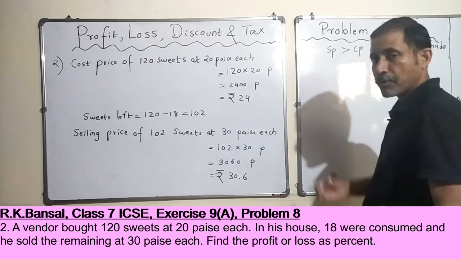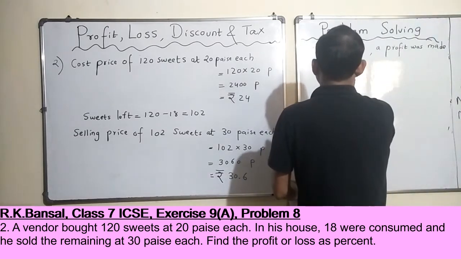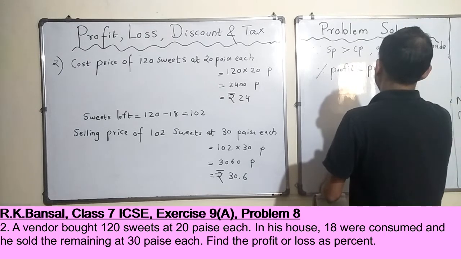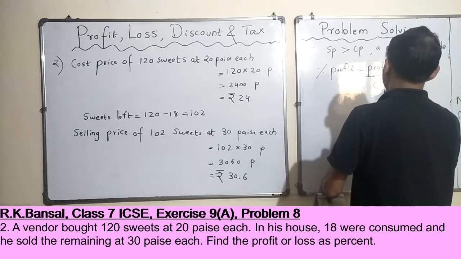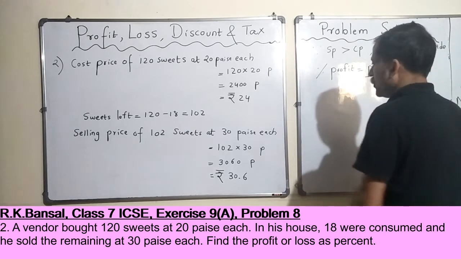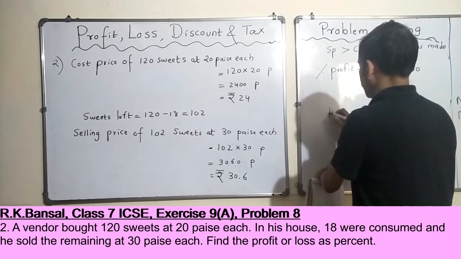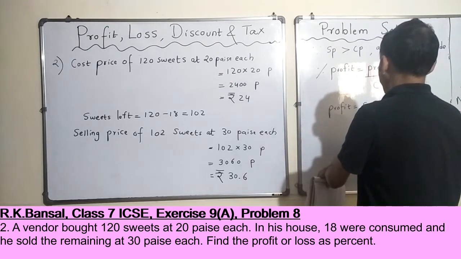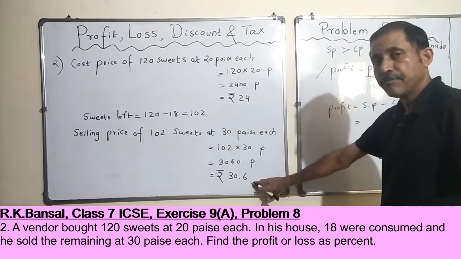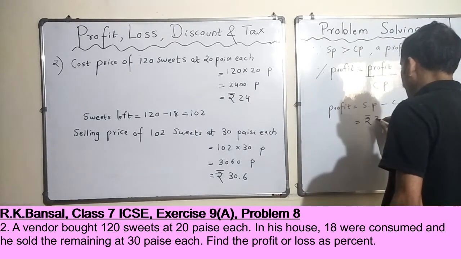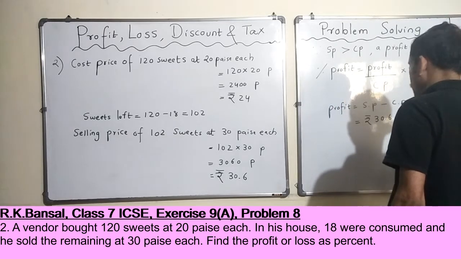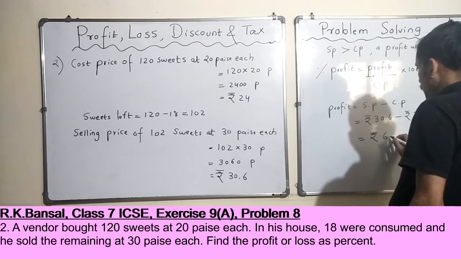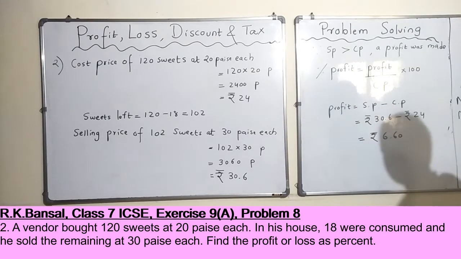So let's calculate the profit percent, right? Percentage profit is equal to profit by cost price into 100. Do we know what is the profit? Profit is selling price minus cost price. Selling price was 30.6, right? Rupees 30.6 minus rupees 24. So 6 rupees 60 paise. Okay, so that is the profit.